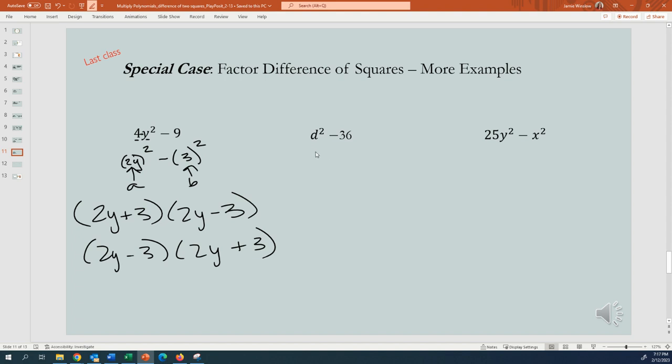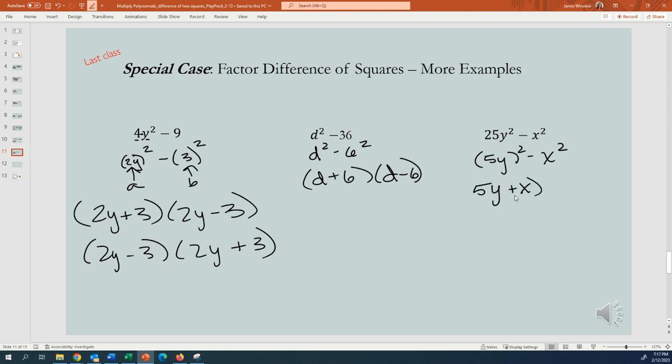All right, let's do this one. 36 is 6 squared. So we have d plus 6 and d minus 6. Lastly, we can write this as 5y squared minus x squared. So we get 5y plus x and 5y minus x.